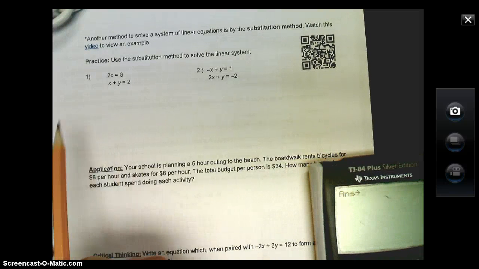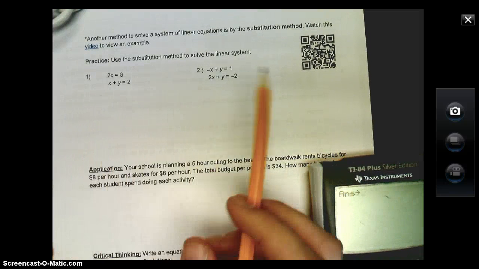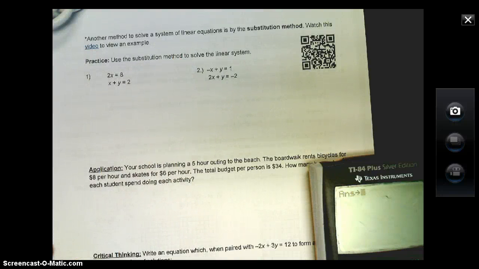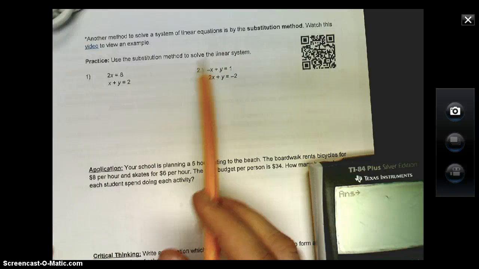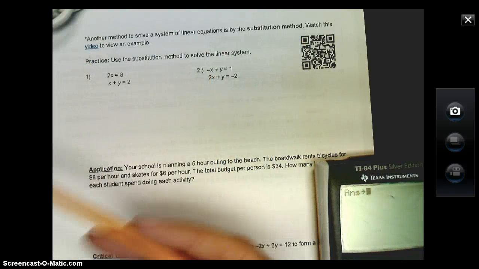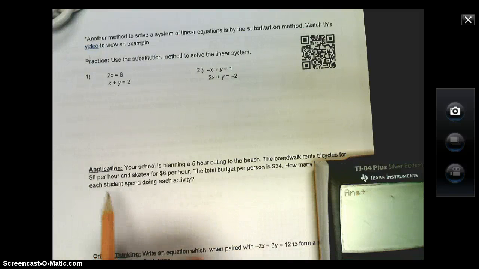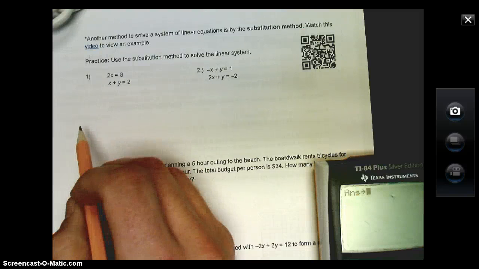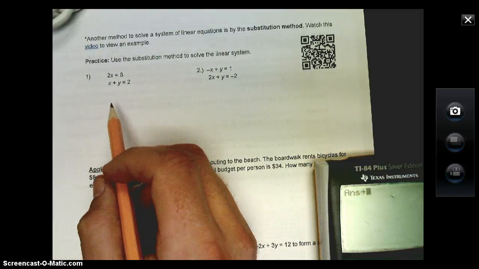So, I'm going to show you guys one more. I'm going to let you guys try this one out. Another method to solve a system of linear equations is the substitution method. If you go to my webpage, there is a video on how to do this as well. So, you have my video, you have extra videos. There's tons of resources here for you. Use the substitution method to solve the linear system. You're trying to get something by itself.